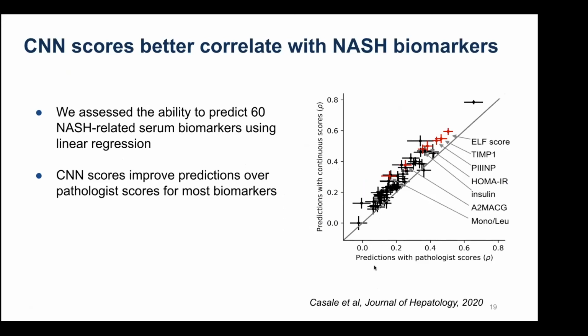We then assessed whether the continuous scores have evidence of containing more information than the pathology scores. We did that by trying to predict from the two versions of the scores 60 NASH serum biomarkers, simply using linear regression. Here on the axis, we have the Spearman correlation between the prediction from the model and the serum biomarker values. And you can see that the predictions are always better when using the continuous scores. And in some cases, we have statistically significant results.